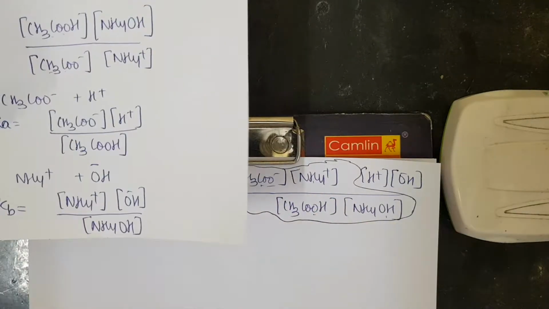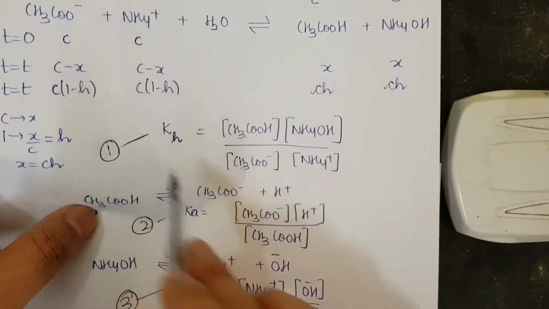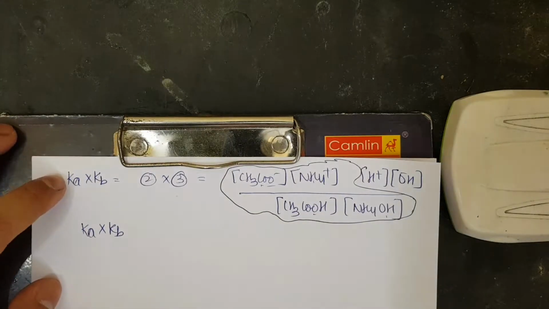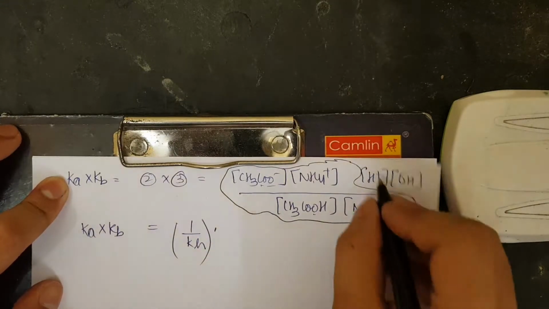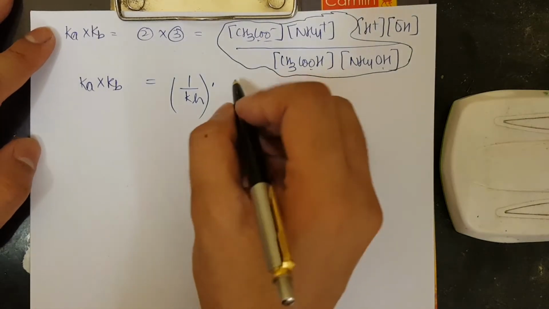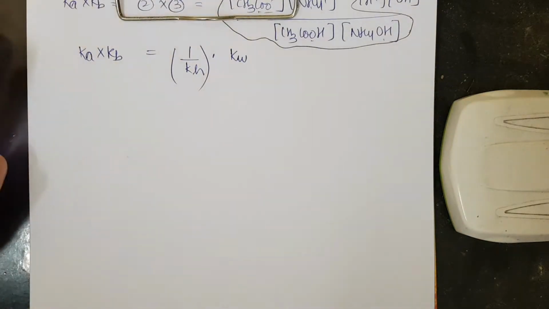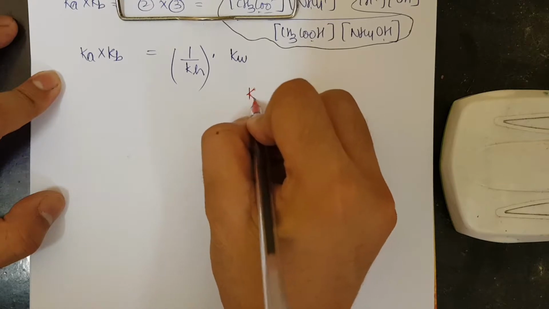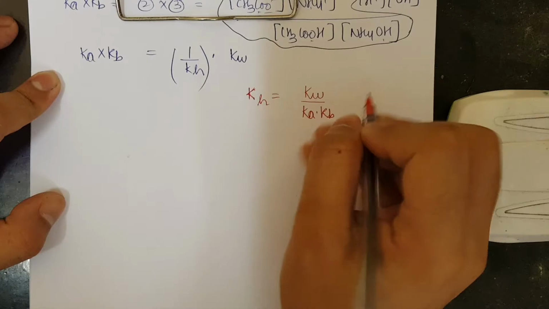So we get from here the value of this thing to be equal to 1 by KH, which has been derived from here. I hope it is clear. So this thing is 1 by KH. So Ka into Kb is equal to 1 by KH into H plus into OH minus. What is H plus into OH minus? That is basically equal to Kw. I hope this point is clear, what I have derived for you. It is a very important relation. So from here we get KH, which is the required one, is equal to Kw upon Ka into Kb.